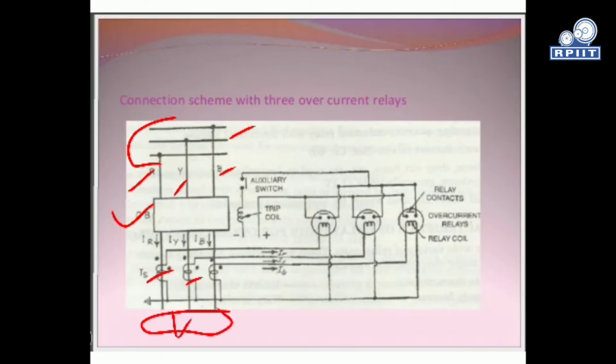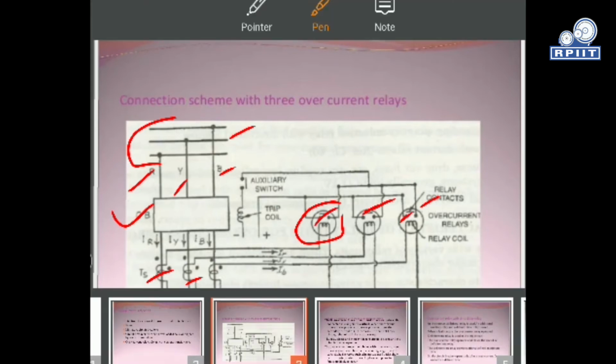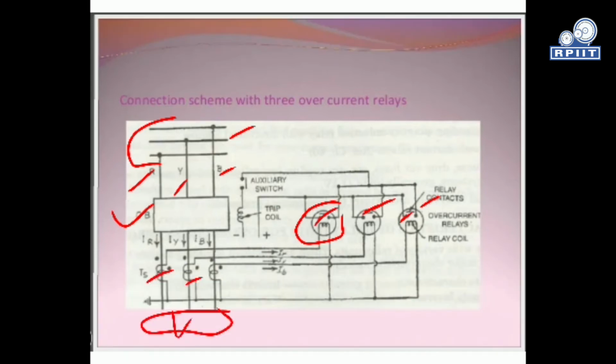These three current transformers are connected to our relay circuit or tripping circuit, we can say. Here we are using three overcurrent relays, the first one, second one and third one. And these relay contacts, this contact and this contact, are directly connected to our tripping circuit with an auxiliary switch. So this is our tripping circuit. This is all about the configuration of the scheme.